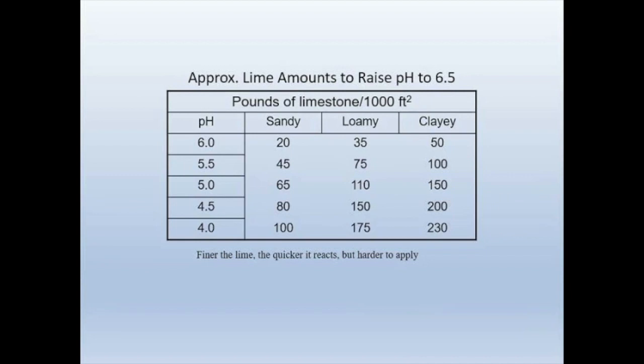So sandier soils, less buffering capacity, less clays, less CEC. Clayier soils, more buffering capacity. So to change from pH 5.5 to 6.5 in a sandy soil, 55 pounds of lime per 1,000 square feet would take you 100 pounds on a clayier soil.